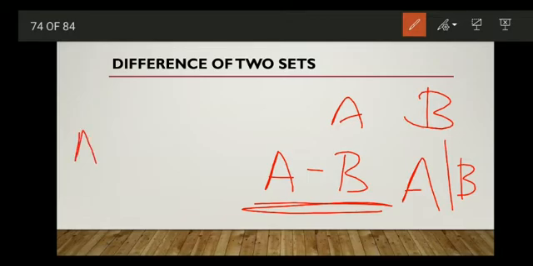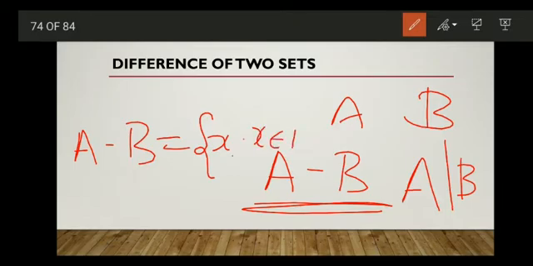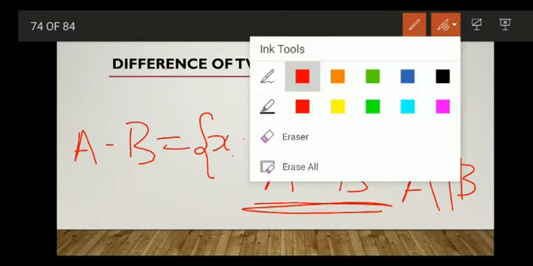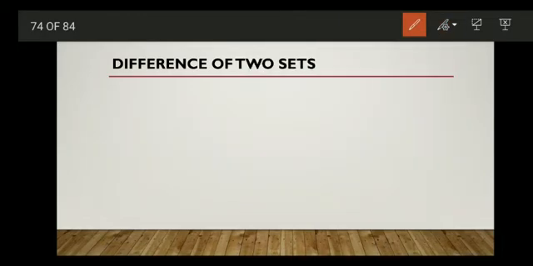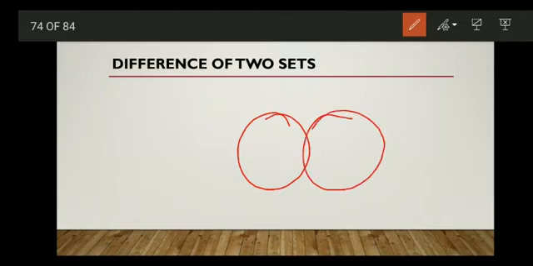In symbols we can write it like this. A difference B is equal to the collection of all elements x such that x belongs to A and x doesn't belong to B. So the elements of A difference B should be only in A and should not be in B. So we'll try to draw a Venn diagram. We will consider two sets A and B. Okay, let them be overlapping sets.